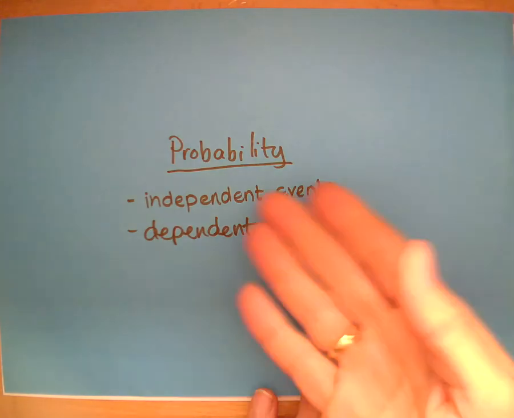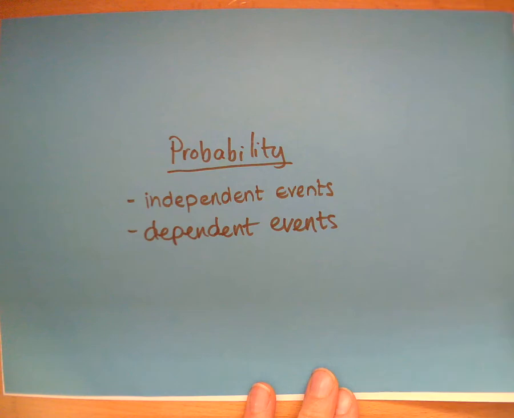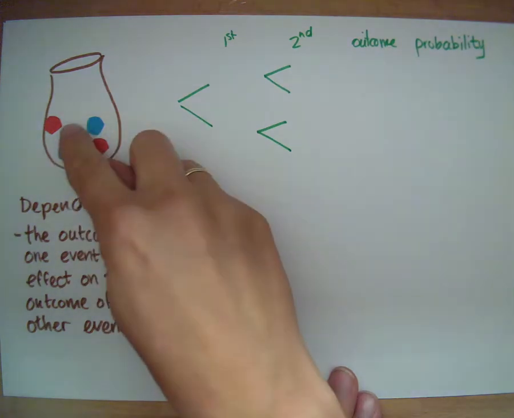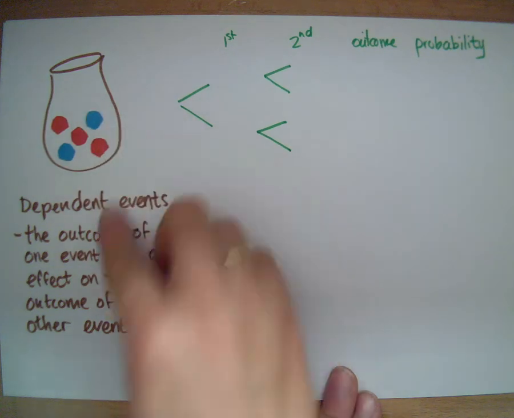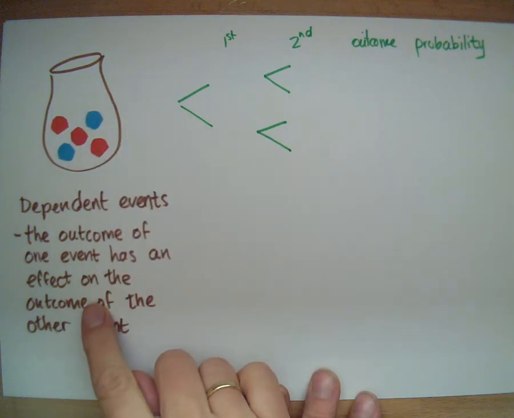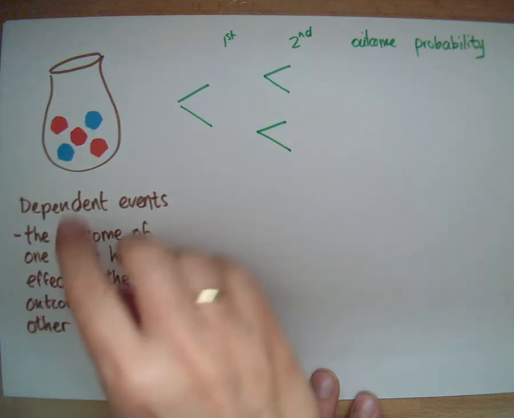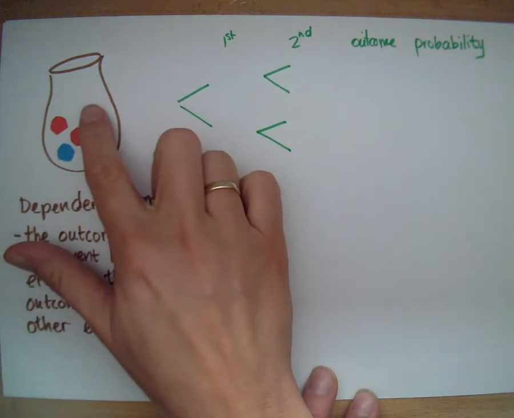Welcome. More on probability. We'll be looking at dependent events. When are events dependent? That's when the outcome of one event has an effect on the possible outcomes of the other event. Say we have a bag, not a see-through bag, a bag of marbles again.